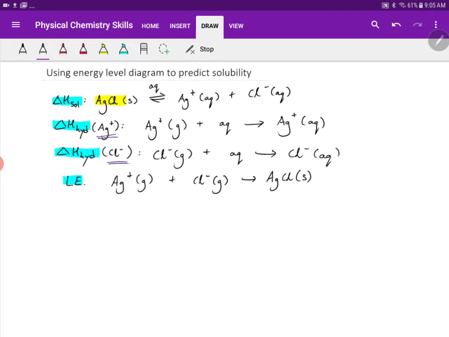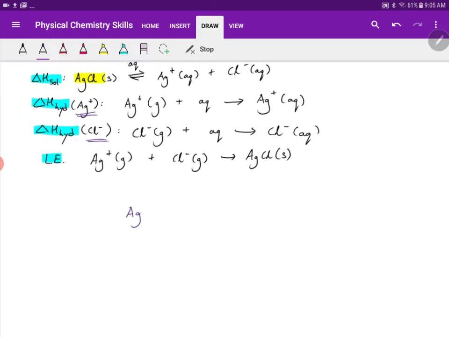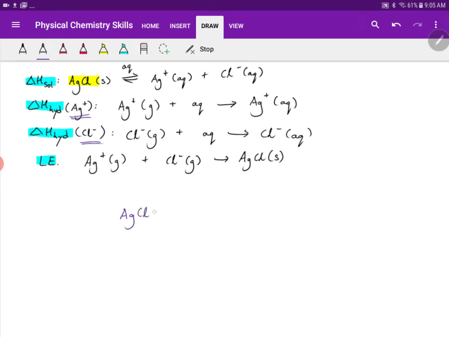So how do I connect them together? We will connect everything that looks similar together. I will start by copying down my delta H solution equation, which is AgCl solid, delta H solution, breaks into Ag plus aqueous plus Cl minus aqueous.